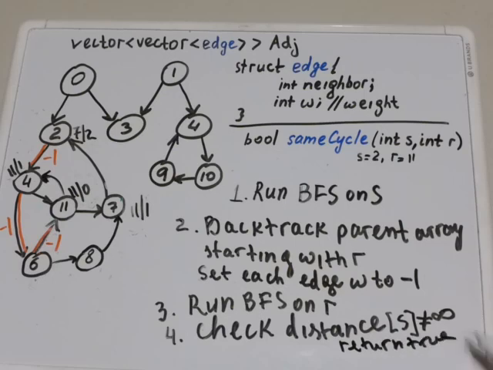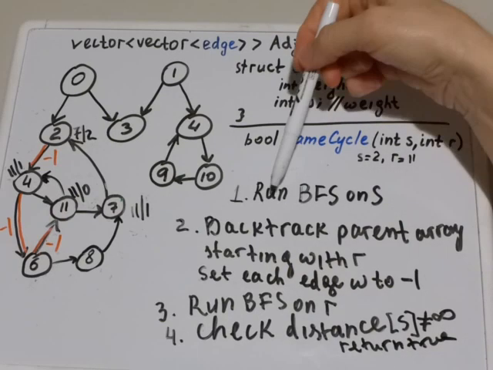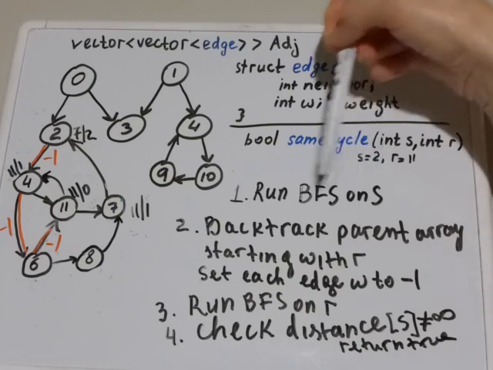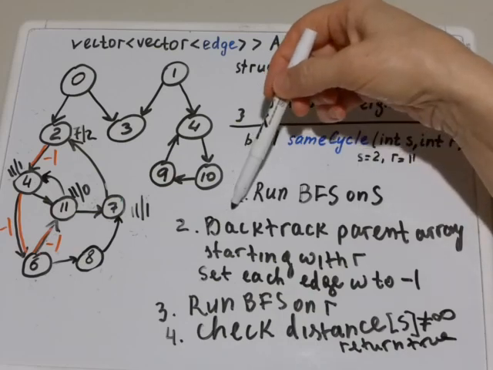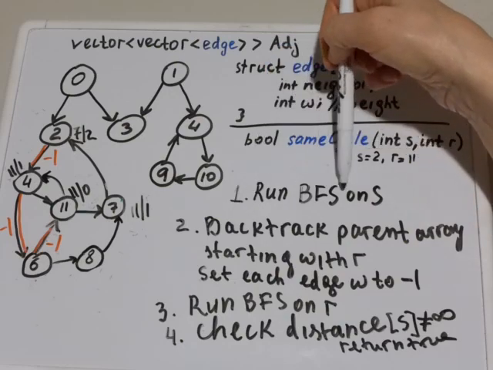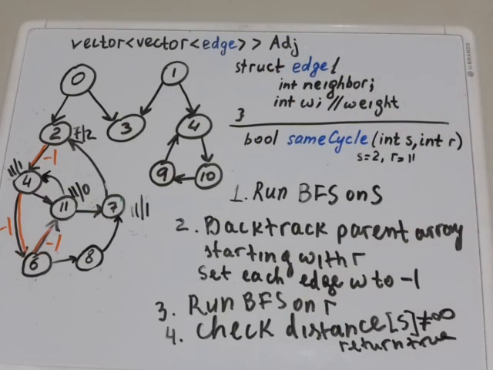If after you run BFS on S, you also need to check if distance of R is infinity. That means you cannot even reach R from S, so you should return false.